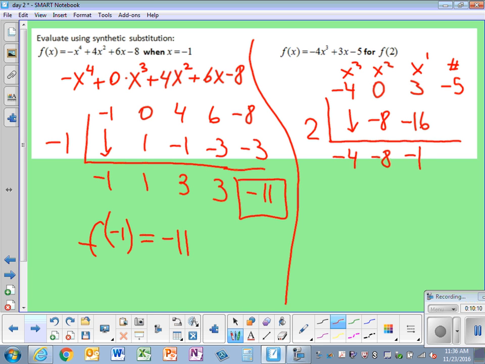So when you go from top to bottom, you add. Top to bottom I add. Diagonal I multiply by my x. So now diagonal I multiply 2 times negative 13, negative 26. Top to bottom I add negative 5 plus negative 26, negative 31. That is my final answer. This means that f of 2 equals negative 31.